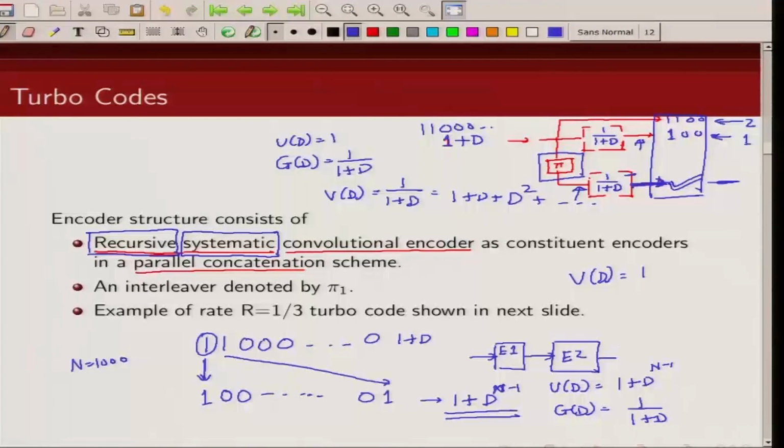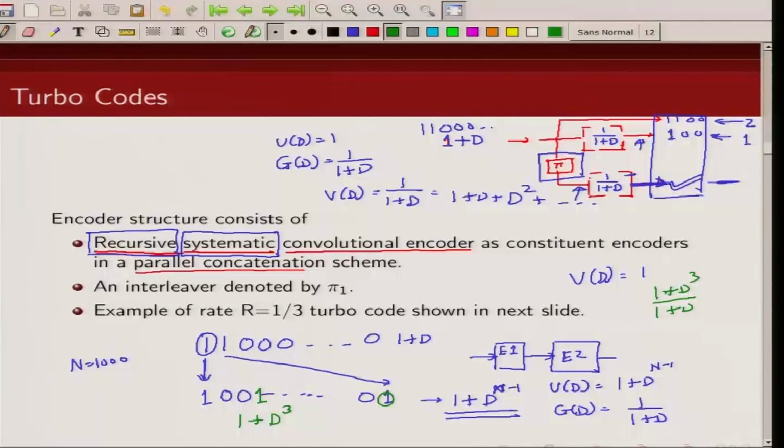Now, contrast it with the situation where, instead of shuffling this bit here, I would have kept this bit, let us say here, and this would have been 0. So, this would have been 1 plus d cube, then what would I have got? I would have got 1 plus d cube by 1 plus d. So, this would be 1 plus d square. So, I would have only got 3 ones here, but now I am getting a large number of ones. So, I hope I am able to convey the role of interleaver.